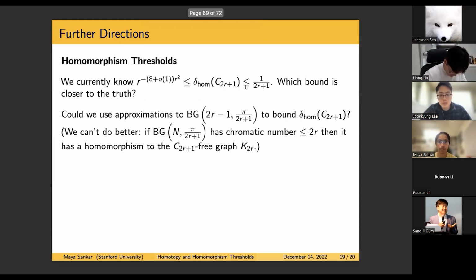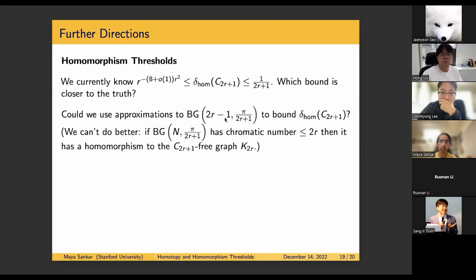More specifically, could we use approximations to the Borsuk graph to bound the homomorphism threshold? Or is this what achieves the best bound? So we can't do better. Sorry, I should rephrase this question. Is this graph the best that we can do for the lower bound?